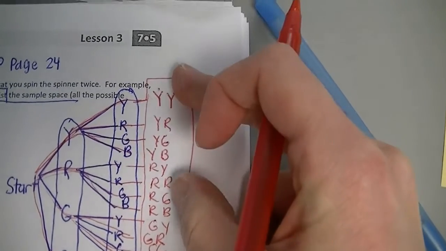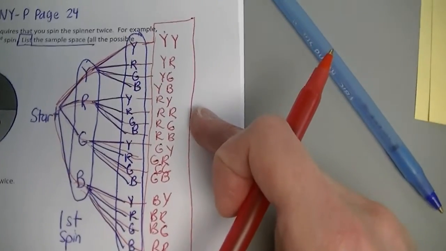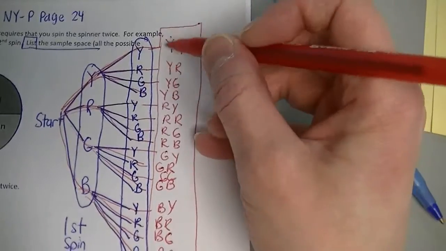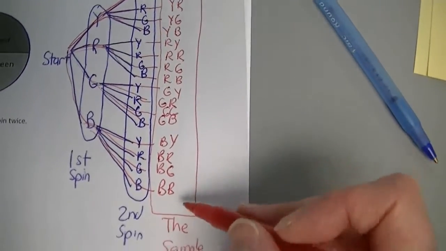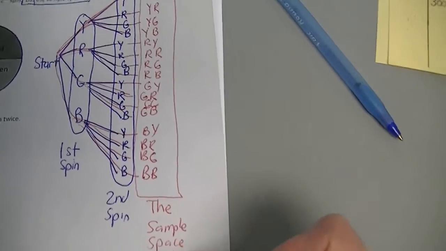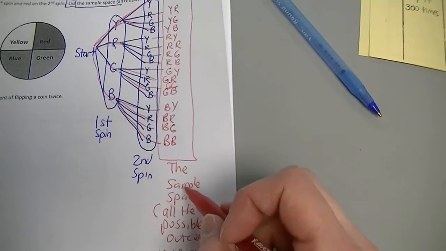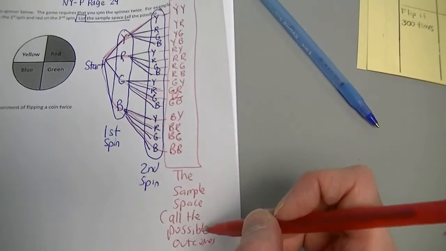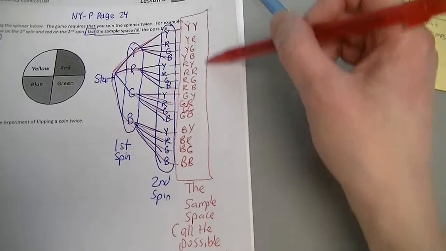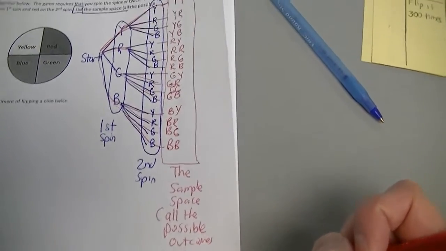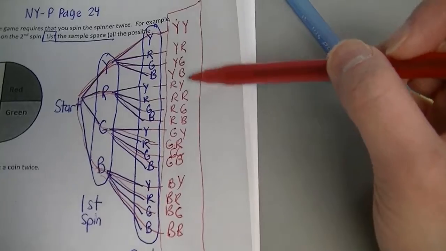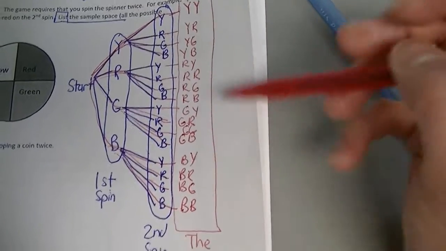And so on and so forth until you get all of these right here, okay? And then you will draw a rectangle around it. And I want you to label that rectangle as the sample space. Another name for the sample space is all the possible outcomes. And these are all the possible outcomes in spinning the spinner 2 times. And there happens to be 16 possible outcomes. Okay?